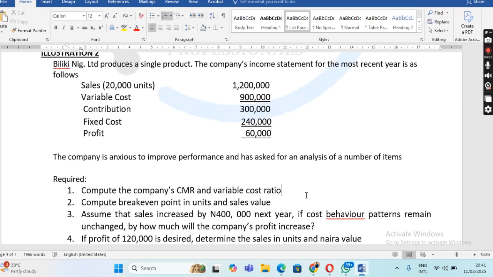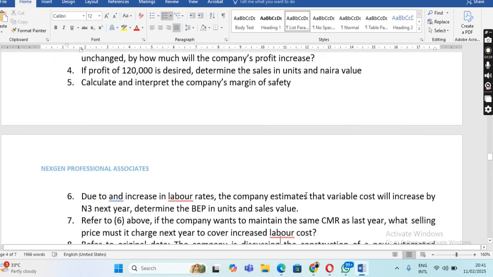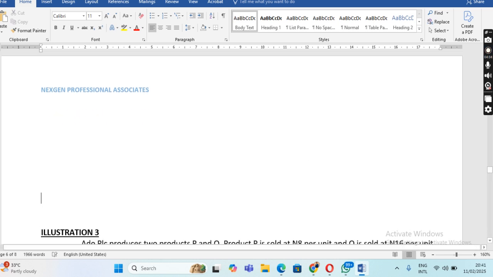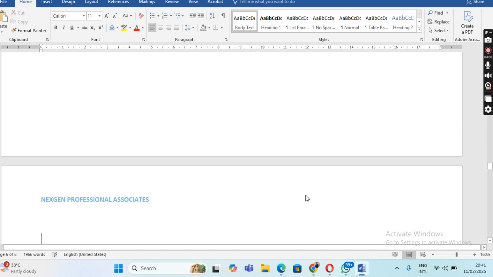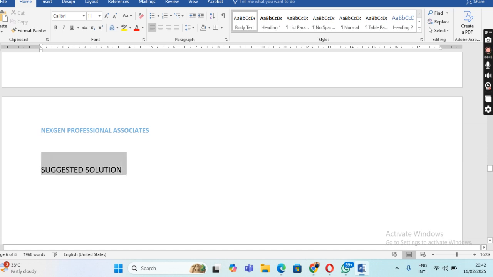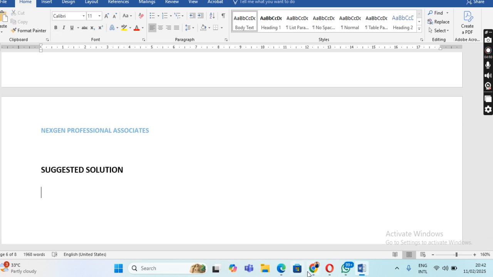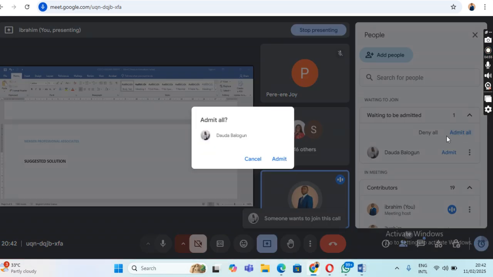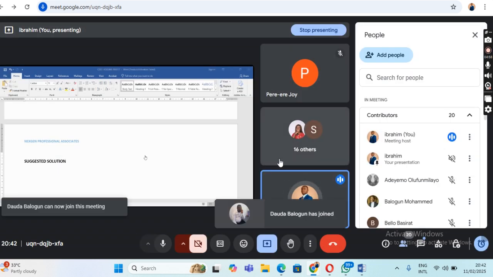Now, you can see the requirement to find the break-even point. So, we will examine all these things one after the other. Let's quickly start from the Roma figure 1. Suggested solution. Don't forget that at Next Gen Professional Associates, we don't have ready-made answers to all those questions. We have to do it in the class together. If it is wrong, if it is right, we'll do it together in that class, right?